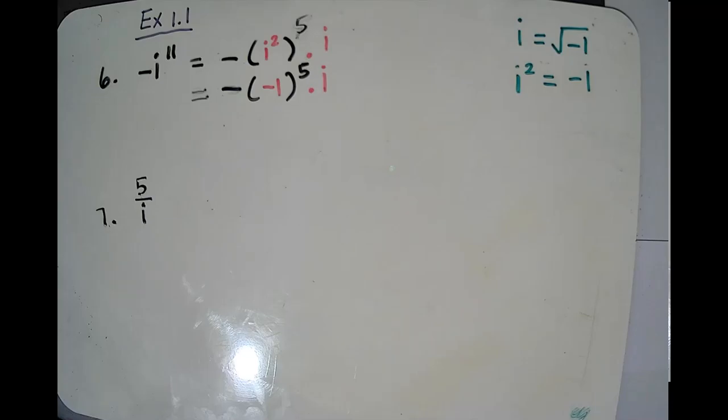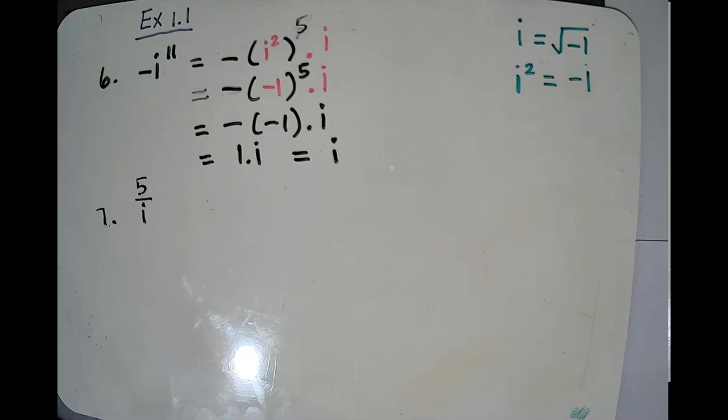Will that give us a negative or a positive? A negative, because it is a negative number. It's an odd number. Sorry, it's an odd number. Therefore, we'll get a negative answer. Negative times a negative is a positive 1. So we'll get a positive 1 times the I. So 1 times I is I.